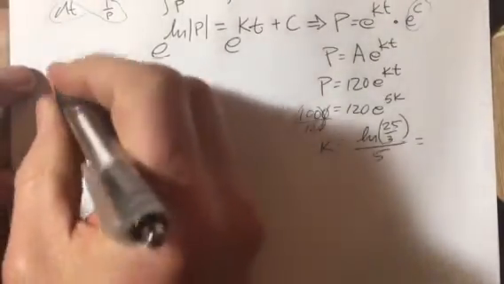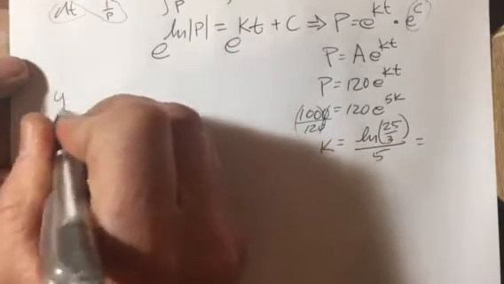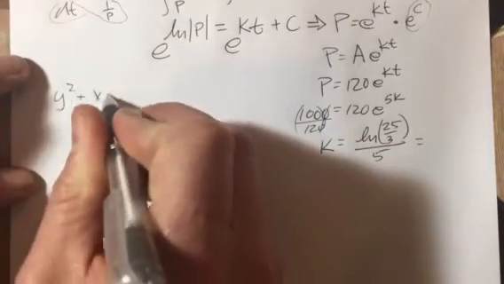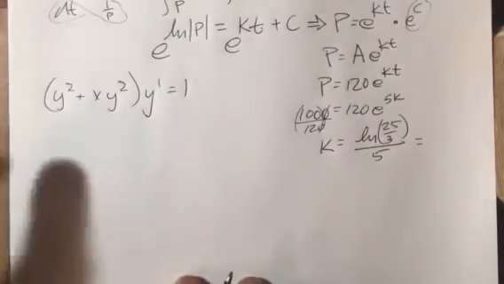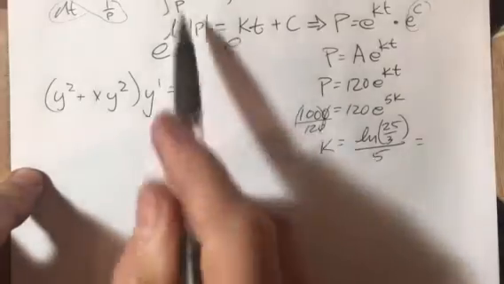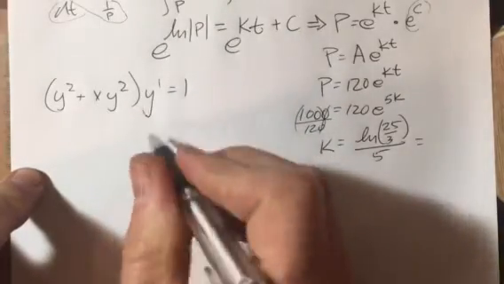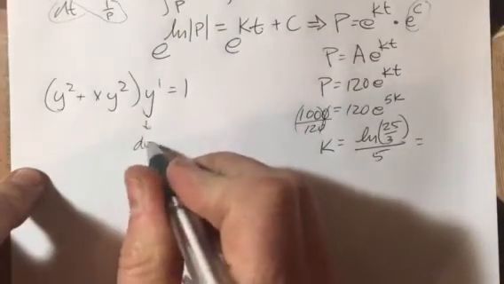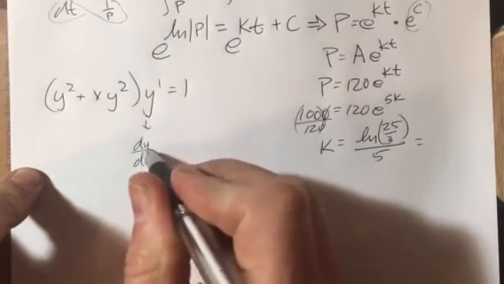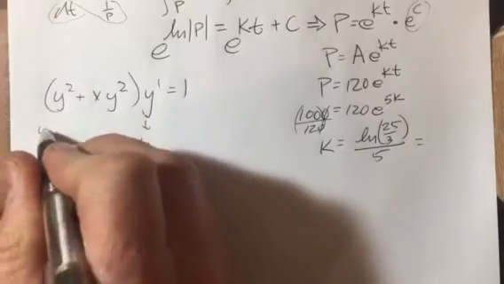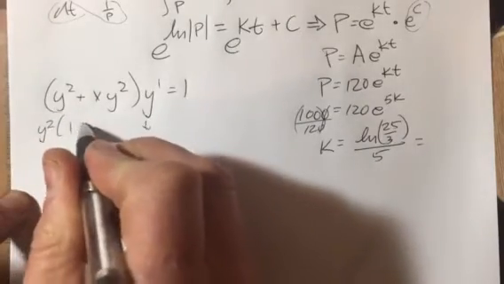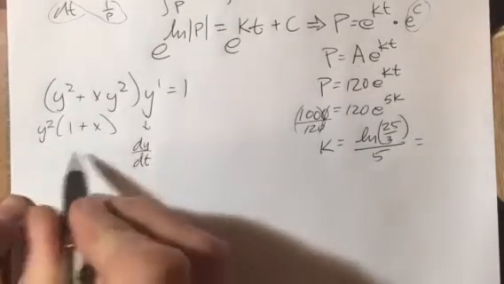Let's say we've got y squared plus xy squared, then times y prime equals 1. Well, how do we make sense of that? Our goal is to write it in a form that we can recognize. So I'm going to write this as dy dt. So our variables are y and t. Can I separate this? Yes, I can. I can factor out a y squared, and I get 1 plus x, and that's then in front of this.